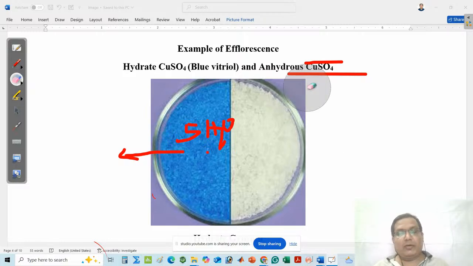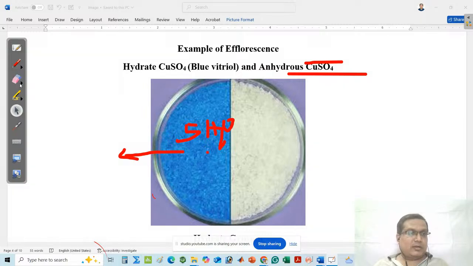So some substances absorb water molecules from the atmosphere and convert into hydrated and hydroxide forms. That property is called hygroscopicity, and the compound is a hygroscopic compound. Similarly, if you think about efflorescence, some substances automatically lose water molecules and are converted into powder form. The substance is called efflorescent, and the property is said to be efflorescence.